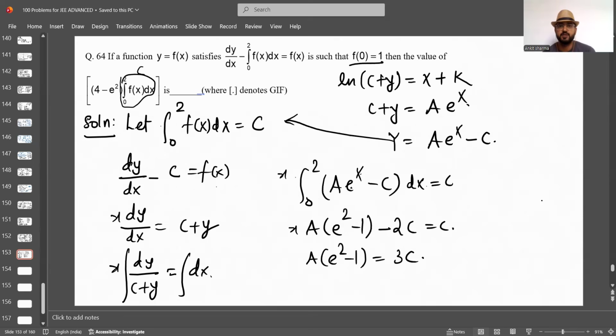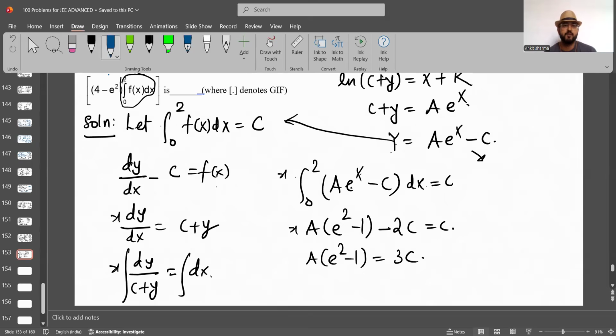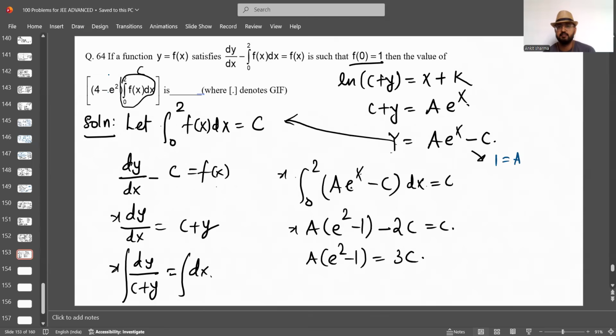So we'll use the condition f of 0 is 1 here. If I use f of 0 is equal to 1, I get 0 is equal to a minus c. So I have this equation. I want the value of c basically, so I'll put a. A is equal to c plus 1.